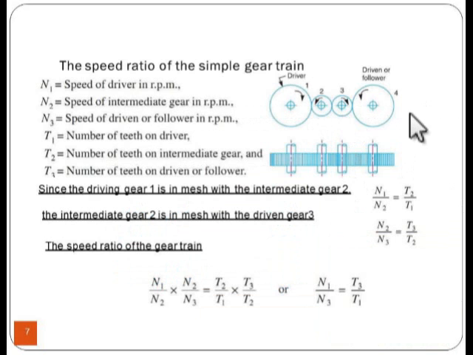Now let's see the case of a gear train having 4 gears in total. For the first and second gears, N1 by N2 is equal to T2 by T1. And for the second and third, N2 by N3 is equal to T3 by T2. In total, N1 by N2 into N2 by N3 is equal to T2 by T1 into T3 by T2. Now you see, the speed N2 is common, so driver by driven will be equal to T3 by T1.